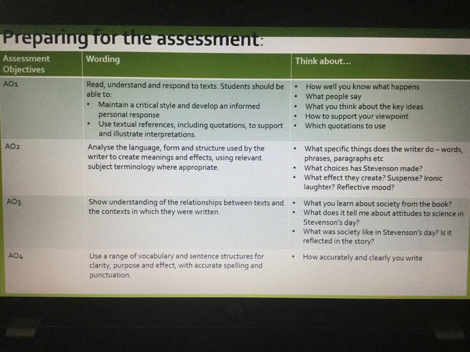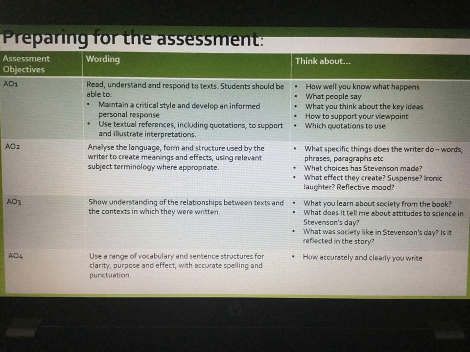AO1, as you can see, assesses your ability to read, understand and respond to the texts. That means you have a personal response, which is developed and critical. You can use quotations to support your interpretation. Therefore, you should think about how well you know what happens, what the characters say, what you think about the key ideas, and how to support your viewpoints in terms of the quotations you use.